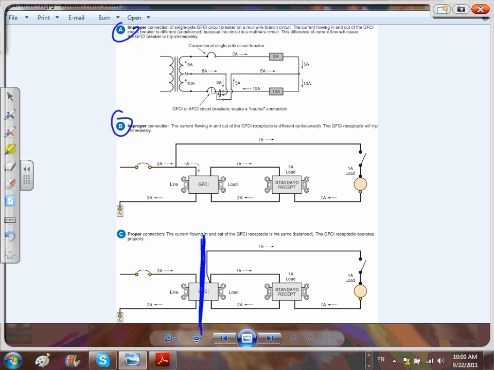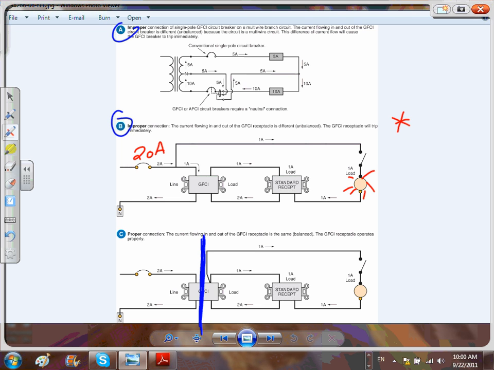Here's my question for you guys. How can I make this installation proper? I don't want this light to be on a GFCI. I want to feed it from the same 20 amp circuit.